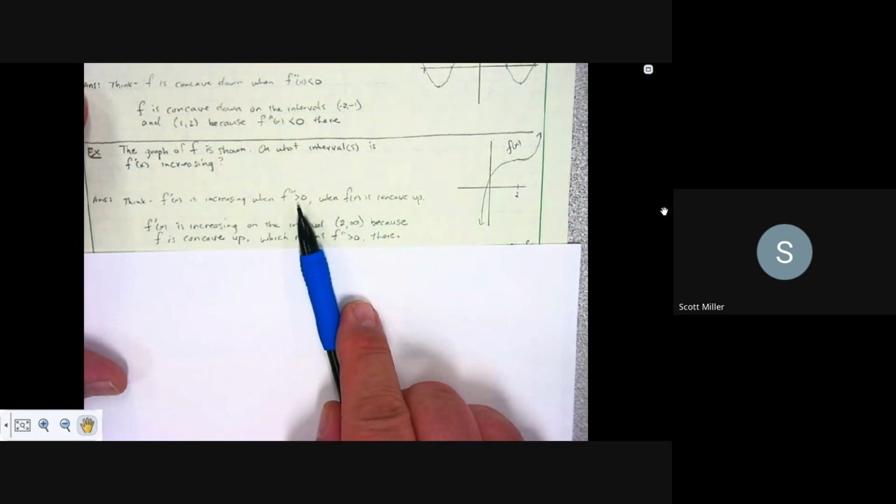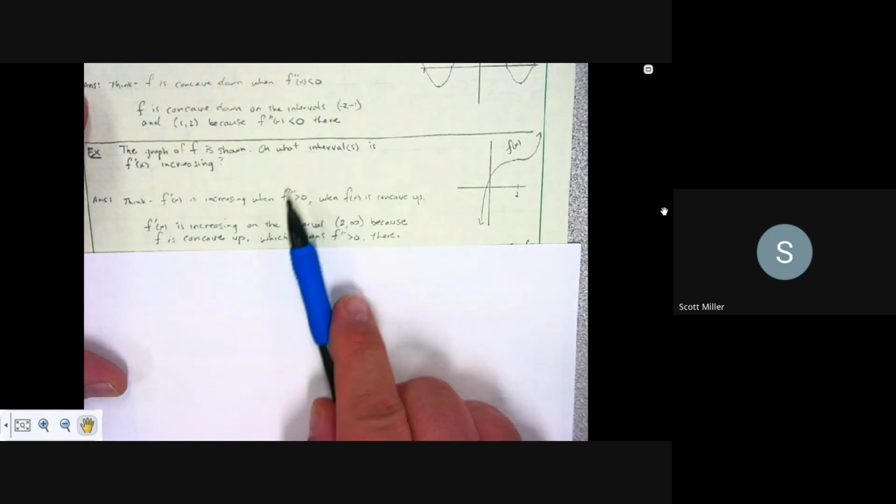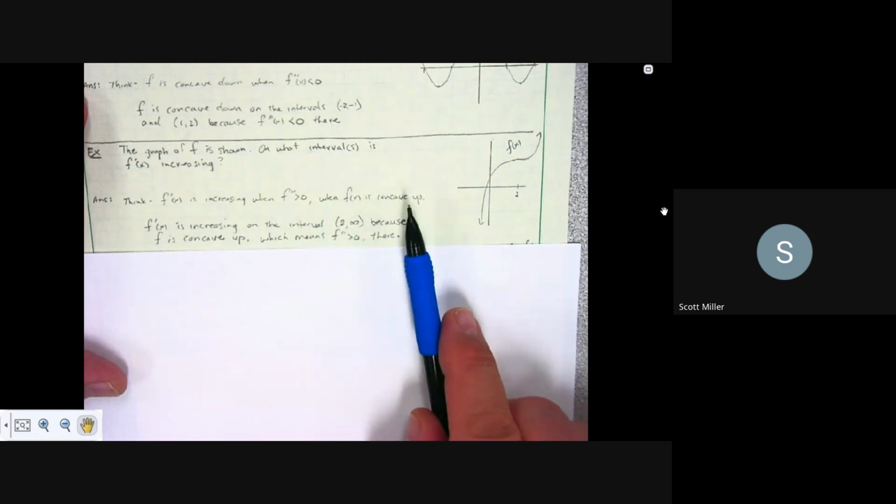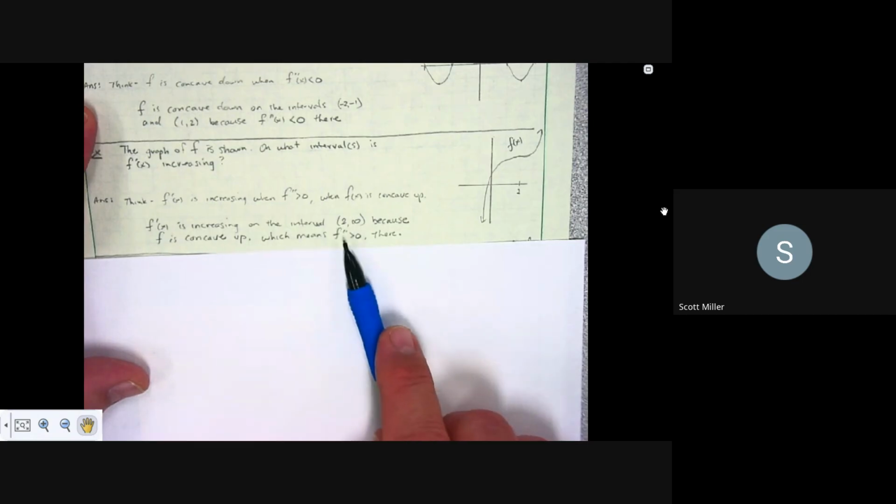How to think about it. f prime is increasing when the second derivative is positive. Which means what? When the second derivative is positive, it means f of x is concave up. So I look over here, where is f of x concave up? From 2 and above, correct? From 2 and above. That's where it's concave up. This is concave down. So f prime is increasing on the interval from 2 to infinity because f is concave up, which means the second derivative is positive there. See, that's how you want to look at this. That's how you want to think about these answers.